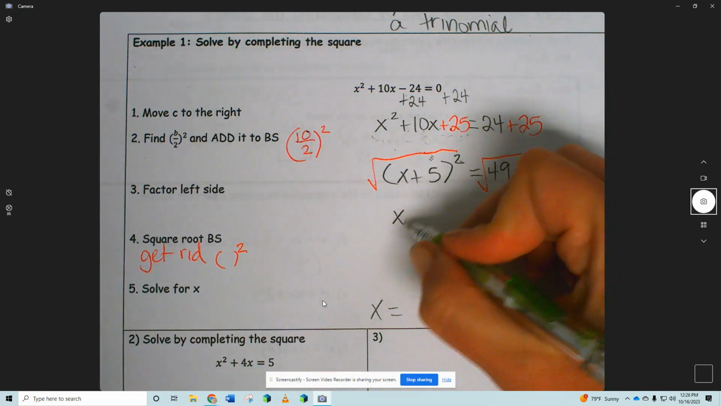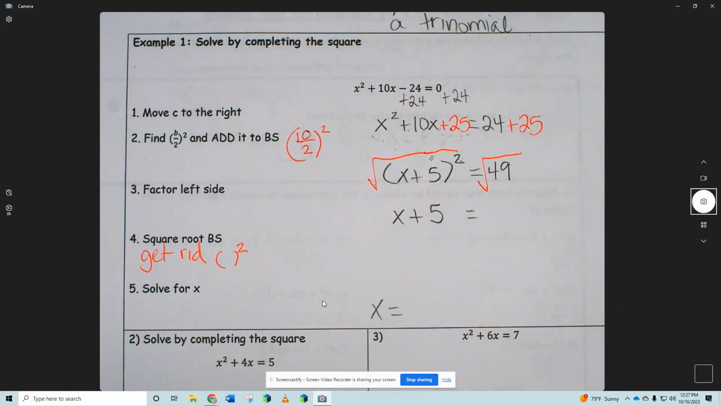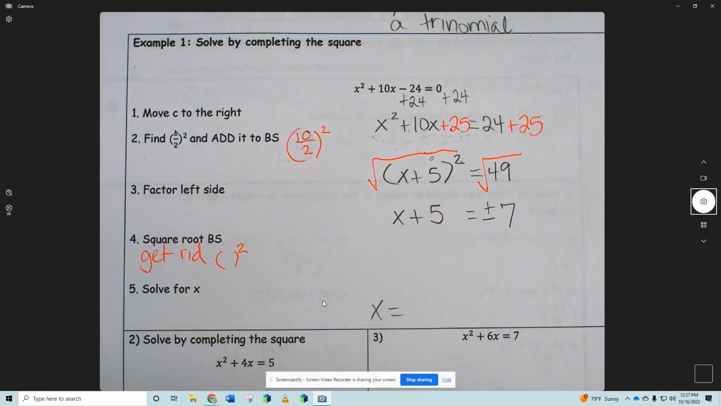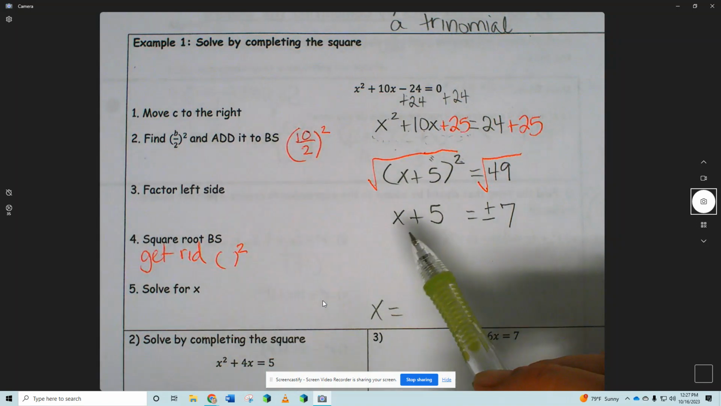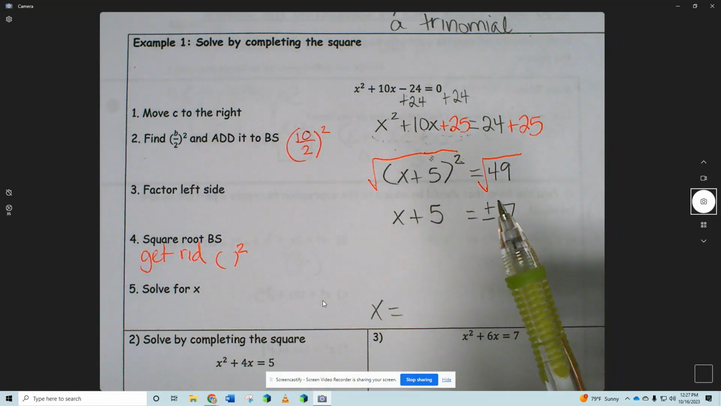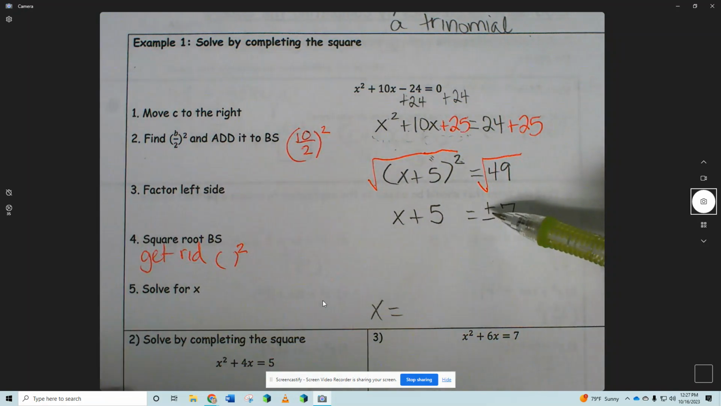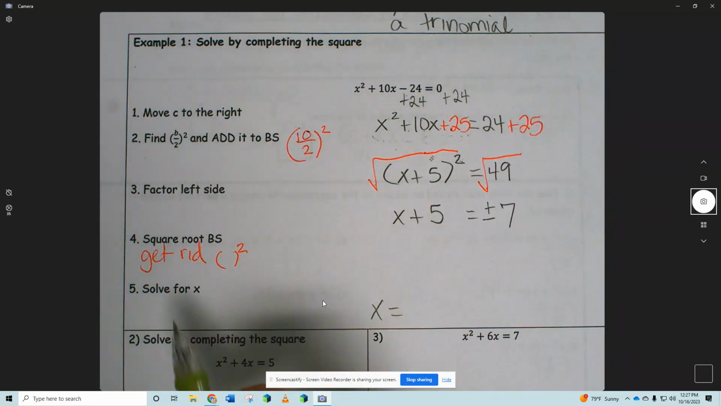The only thing I have over on the left is x plus 5. But the square root of 49, I have to put plus and minus 7. Because x could be negative 7, or it could be positive 7. They both equal positives. You cannot forget, sir, please, I'm recording. You can't forget this plus minus over here. Because now I'm solving for x.